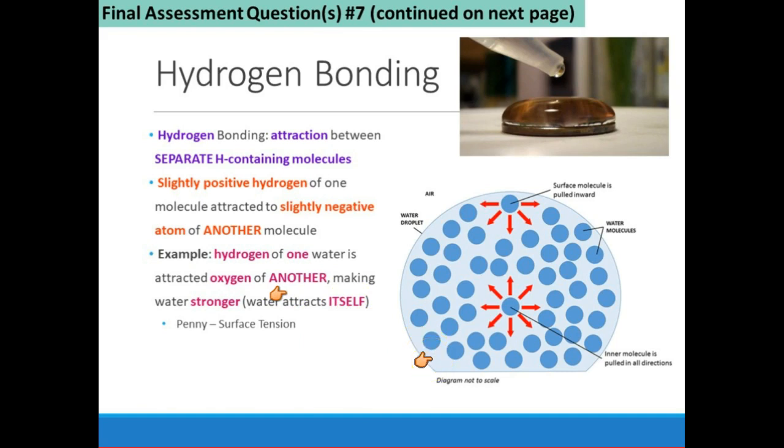This is again why we have such cool surface tension from water. So if you put a bunch of drops on a penny, you can actually get way more drops of water on there than you would expect because water is actually pulling in on itself to prevent itself from falling off the penny.